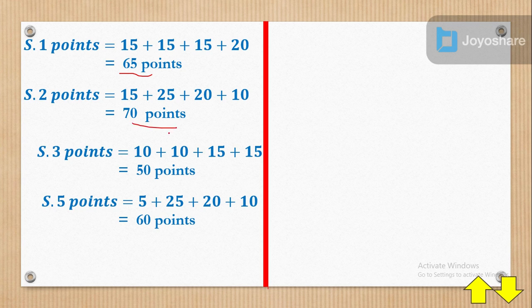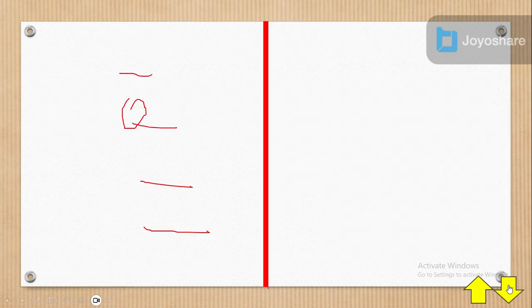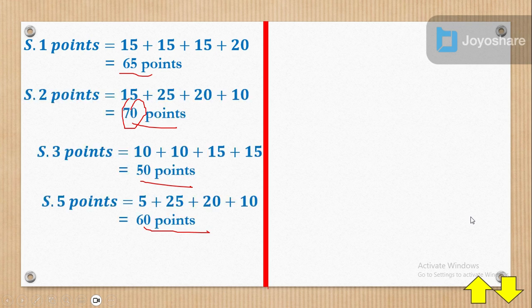65, 70, 50, 60. So it means that the winner was senior 2. But here in the question they said that the winner takes 40%, followed by 30, followed by 20. So it means that if you go back here, okay, so according to the above points, let's see who will be the winner.